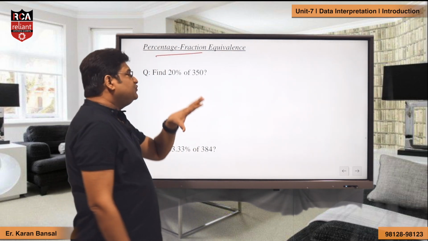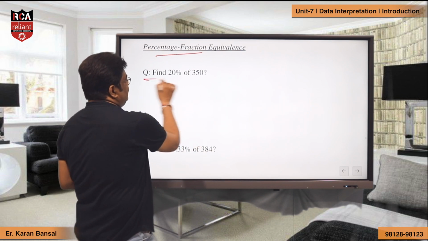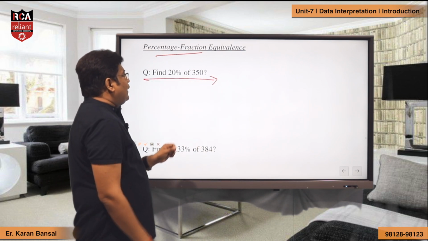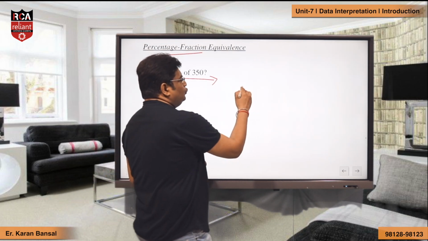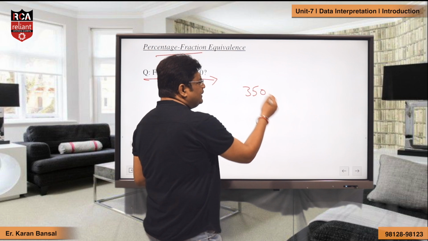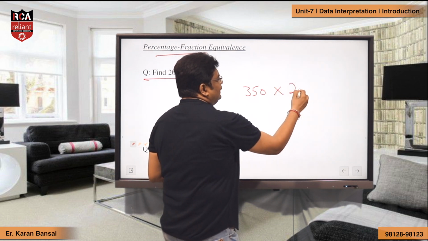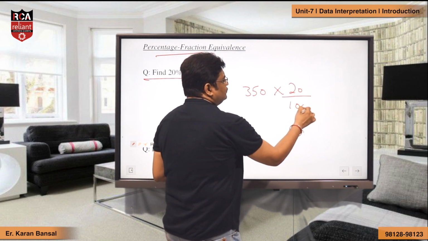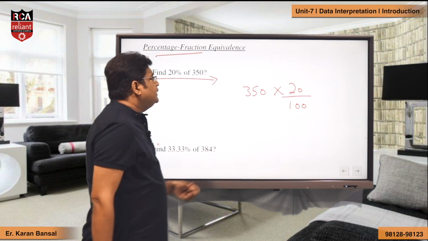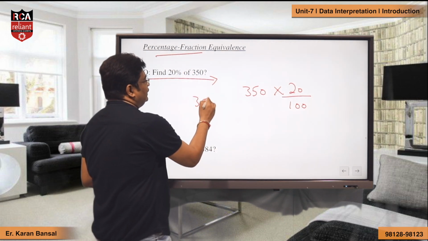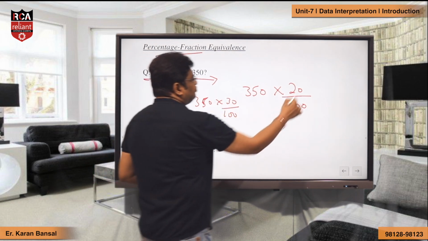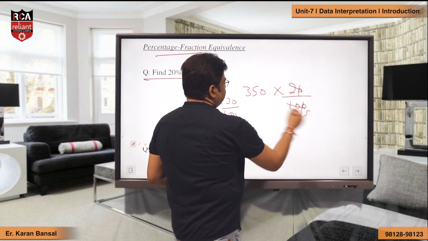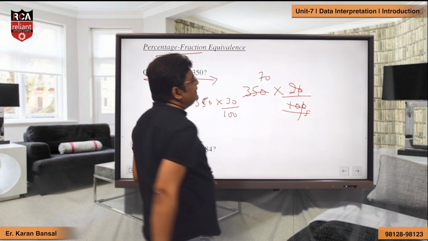What is that? Let's start off with a very basic example. Let's say I ask you to find 20% of 350. You all know how to do it, you have been doing it like this in your smaller classes: 350 into 20 by 100. If I had to find 30%, you would have done 350 into 30 by 100. It's very simple, and your answer will turn out to be 70.